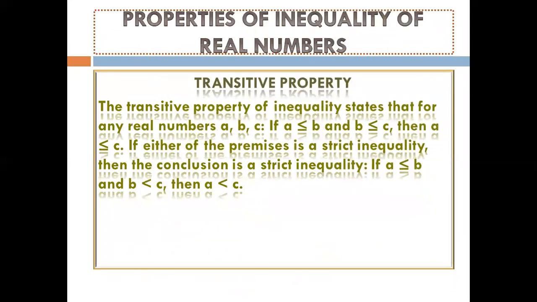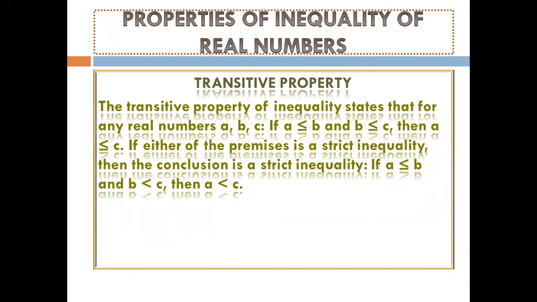Transitive property, again we have inequalities. Now we have the transitive property of inequalities. If we have A, B, C, A is less than or equal to B and B is less than or equal to C, then definitely A is less than or equal to C.